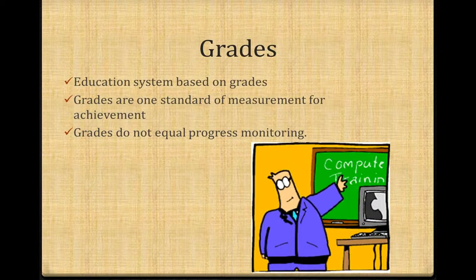In summary, in education we have grades. Grades are one measure of achievement and can be based on subjective as well as objective data. But grades in and of themselves do not necessarily explain the actual progress of a student in a given subject area.